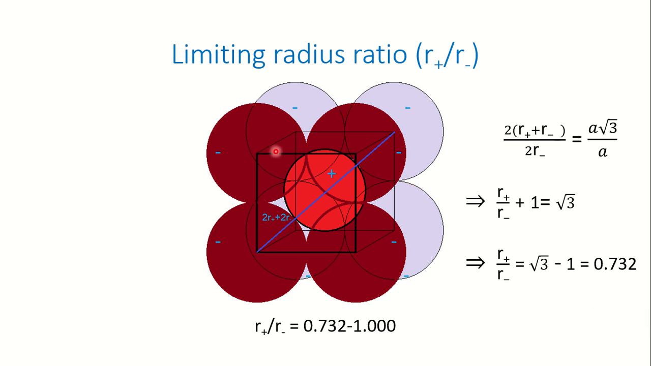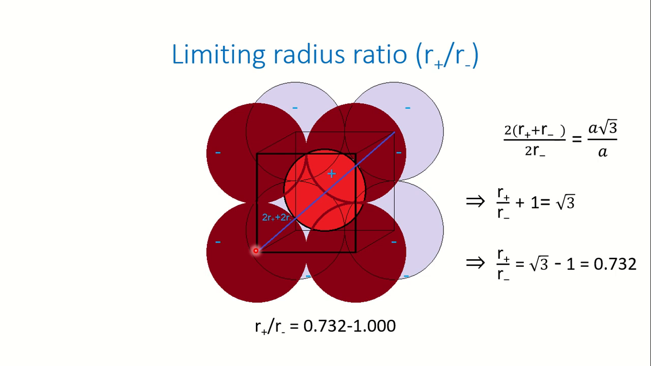Suppose this is a unit cell where a cation is surrounded by 8 anions and all of them are in touch with each other. Now this is the edge length, this is A. Here from the center of the anion to the surface of the anion it is R minus. Here from the surface of the anion to the center of the anion again R minus. So it is twice R minus.